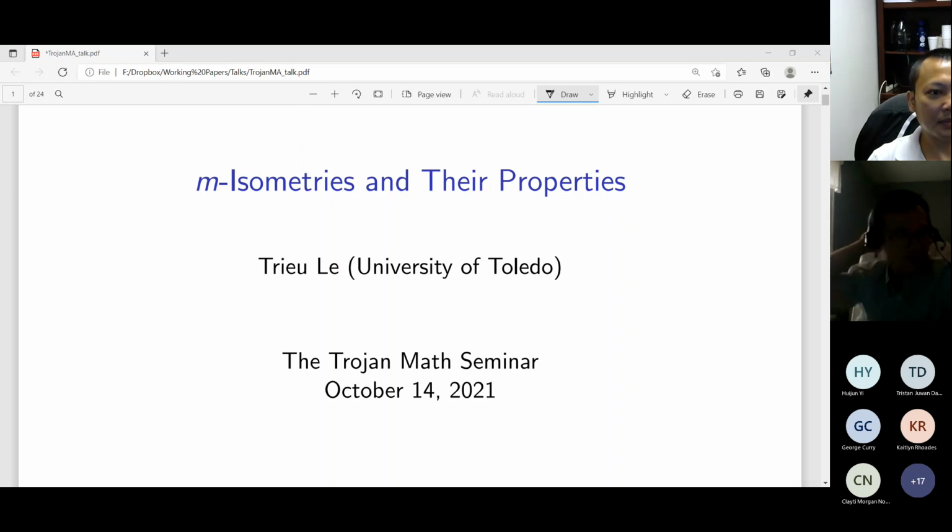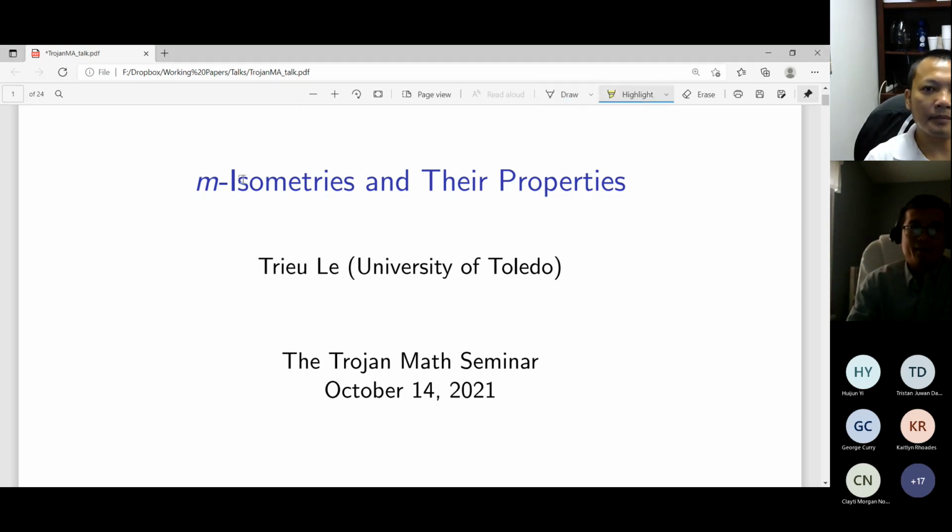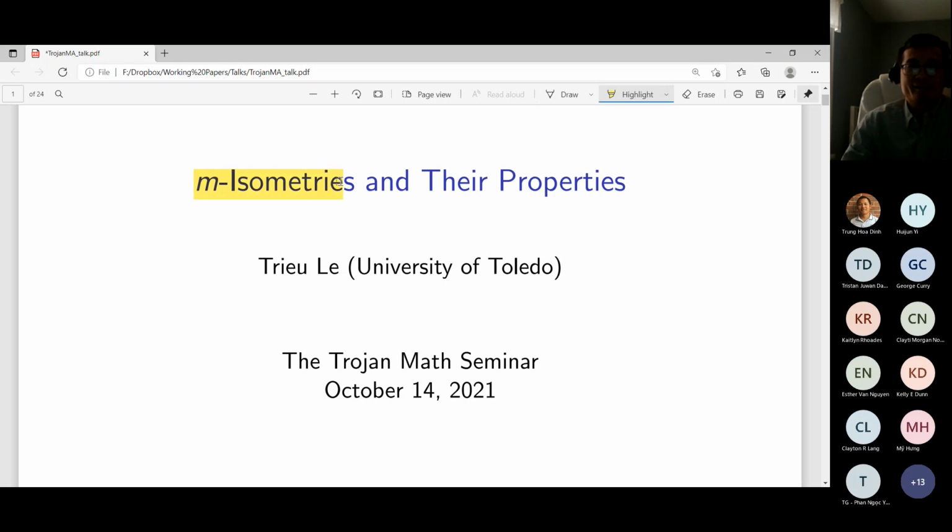The talk today is about a certain class of linear operators, and you will see throughout the talk there are some familiar things from linear algebra class. First, maybe not many of us have heard of m-isometry, right? But it turns out that all of us have seen them. We just don't know the name.